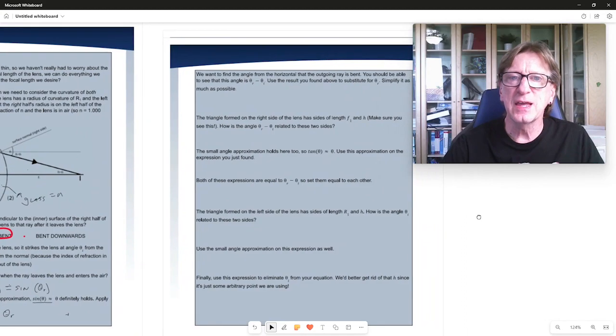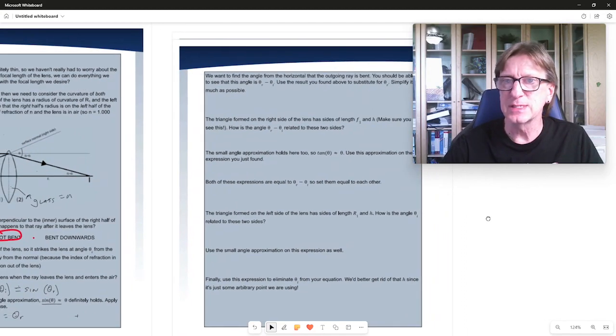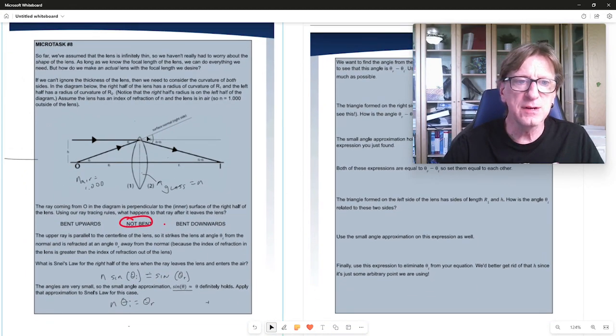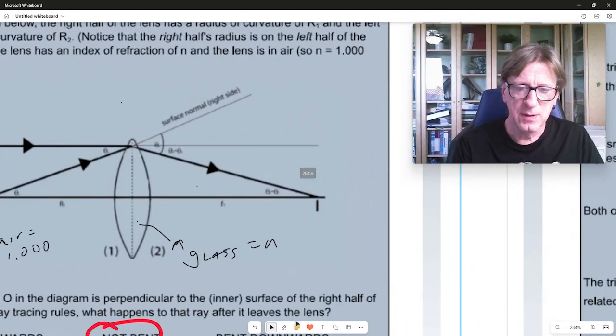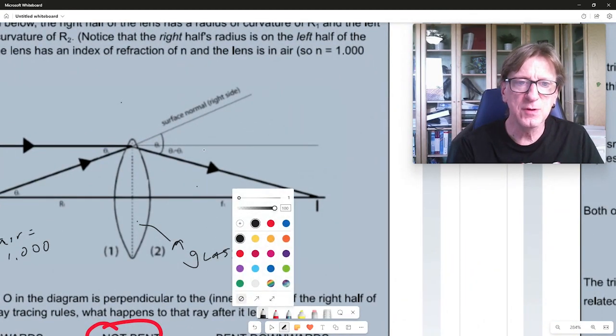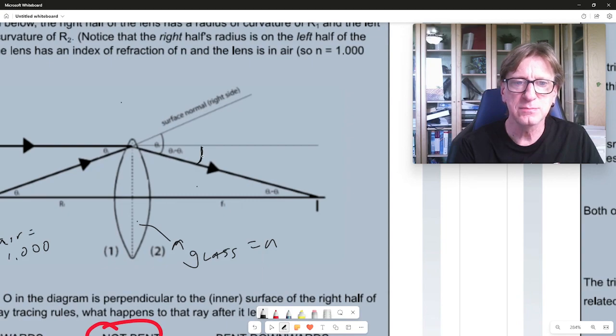Okay, now I've got my pages organized where I want them. So we want to find the angle from the horizontal that the outgoing ray is bent. Taking a look at our diagram here, that angle from the horizontal is this one right here. It's a little fuzzy to read. But if this angle is theta I, and this angle is theta R, then this angle right here must be theta R minus theta I.